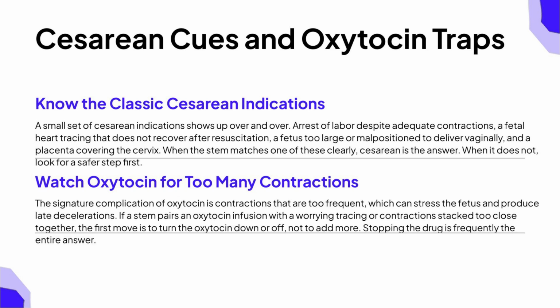Second, watch oxytocin for contractions that come too often. The signature complication of oxytocin is excessive contraction frequency, which can stress the fetus and produce exactly the late decelerations we discussed. So whenever a stem pairs an oxytocin infusion with a worrying tracing or with contractions stacked too close together, your first move is to turn the oxytocin down or shut it off, not to push more. Very often, simply stopping the drug is the whole answer the question is looking for.